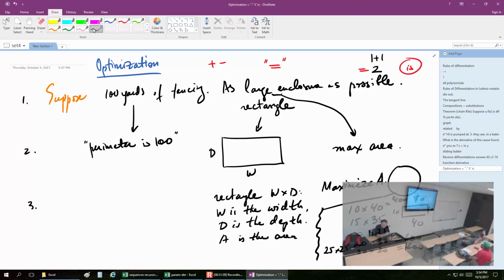So my sentence then becomes: perimeter is equal to 100. I don't want to introduce a new variable, as it's a little bit of an overkill. I can just write what the perimeter is in terms of those variables. What's the perimeter? 2w plus 2d. 2w plus 2d is equal to 100. Okay, so that is pretty much it.